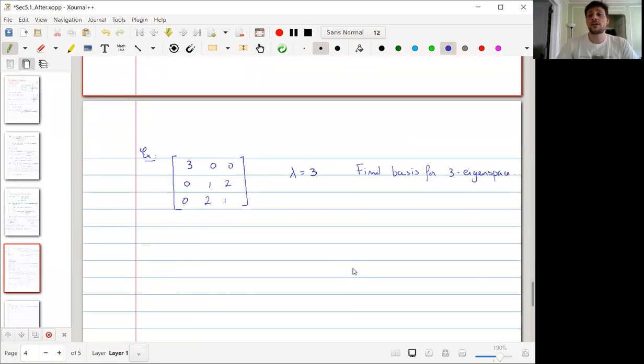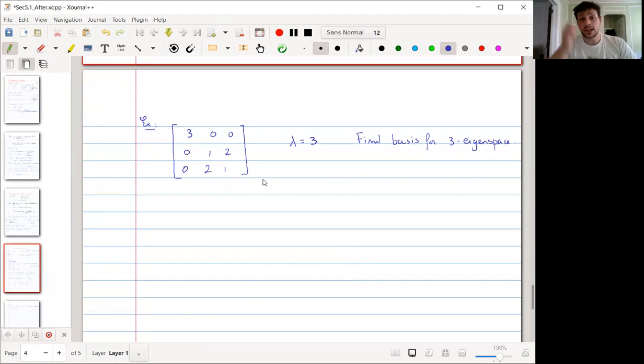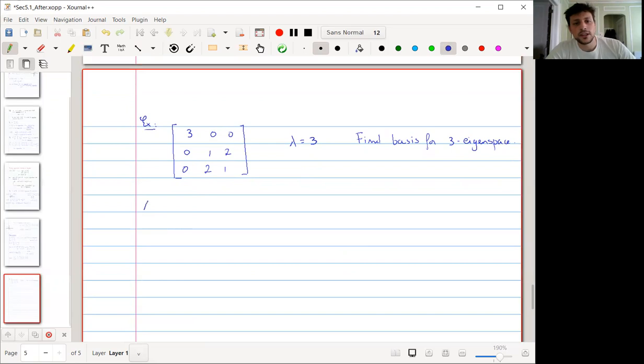Let's have a look at another example here. This time the eigenvalue is 3. So again, the first thing we want to do to compute eigenvectors is to consider the matrix A minus 3 times the identity. And this matrix has zeros here, and then there's a -2, 2, 2, -2.